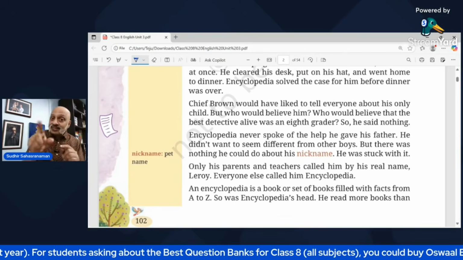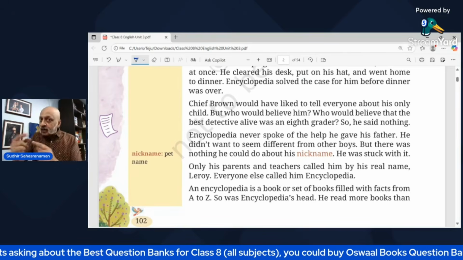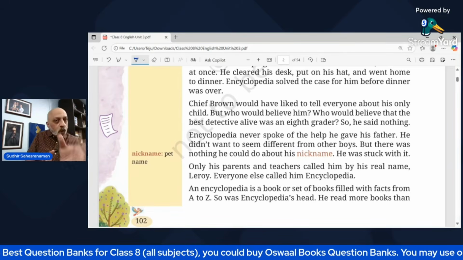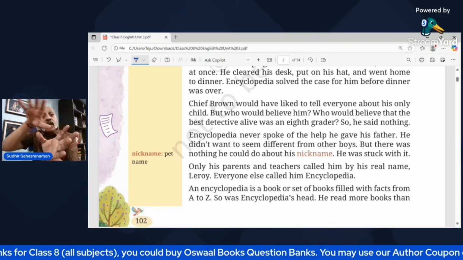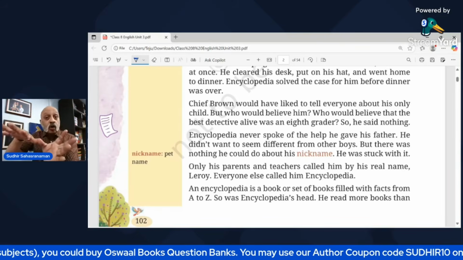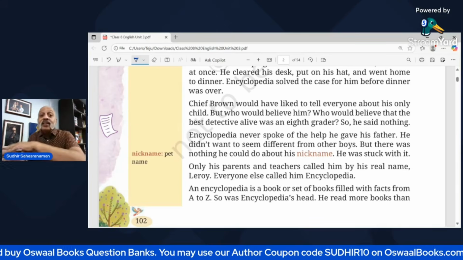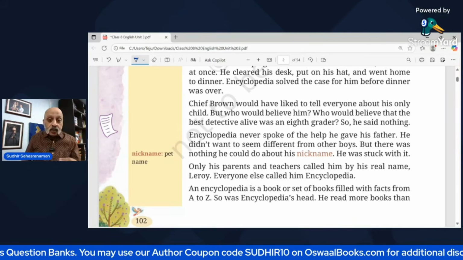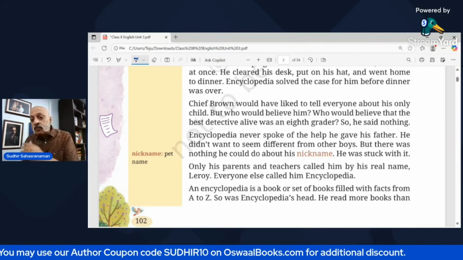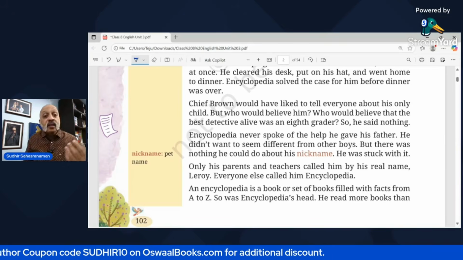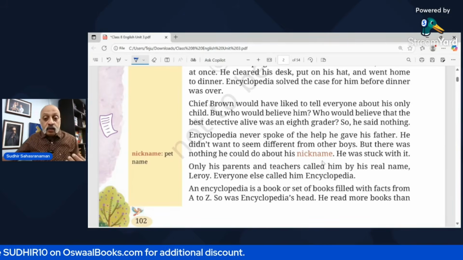So the reason, that's another question that can be asked. I'm going to keep telling you the questions that can be asked. One question is about the reason why the father does not want to tell. The reason why the son does not want to tell either, because he does not want to appear different from the other boys. But there was nothing he could do about his nickname. He was stuck with it.